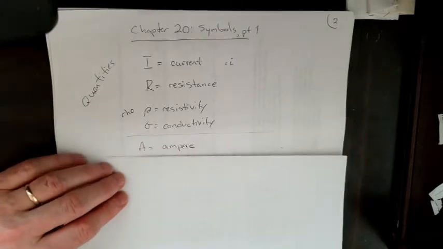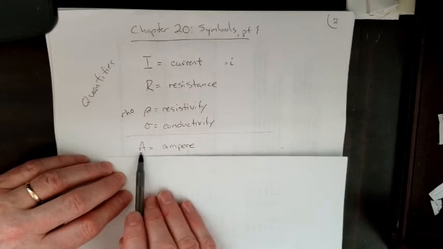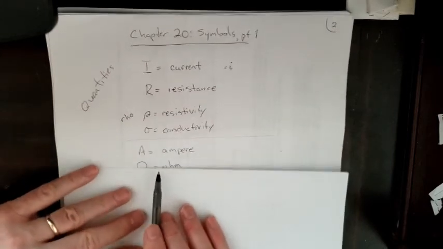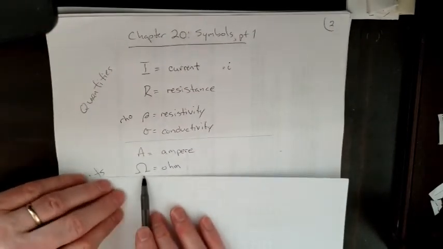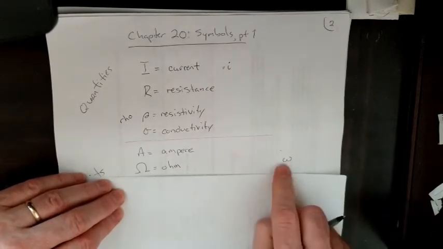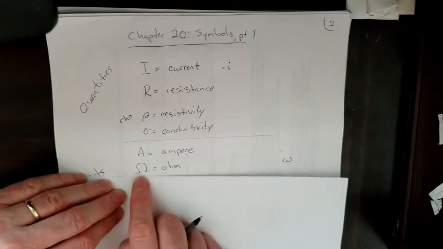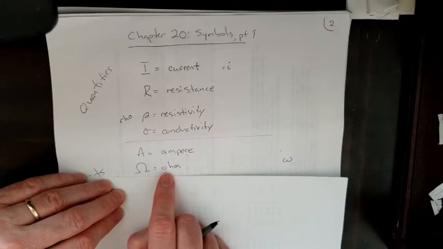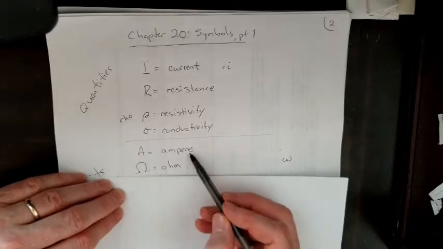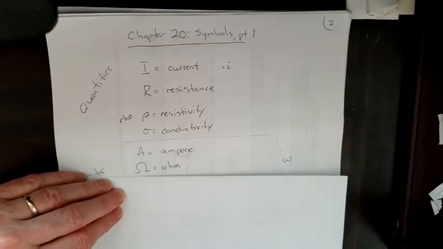And then we have the symbols used for the units. We have capital A for ampere, and this is a capital omega. The lowercase omega kind of looks like a W. That's the lowercase omega. We use that for angular frequency and angular speed. This is the capital omega and is for ohm. The ampere was named after Ampère, and I'm sure you can pronounce it better than I can. And this was named after Ohm.